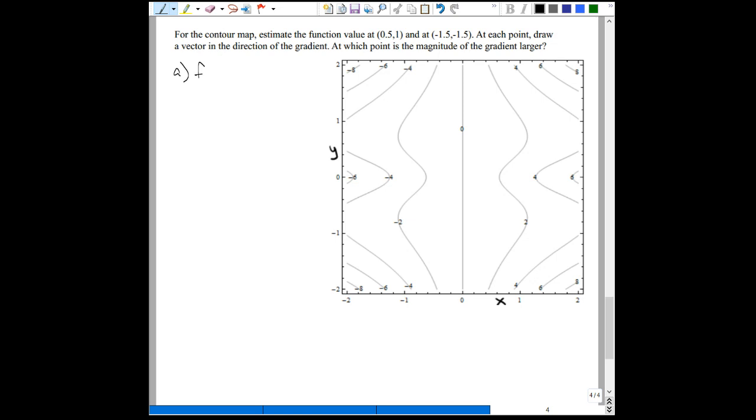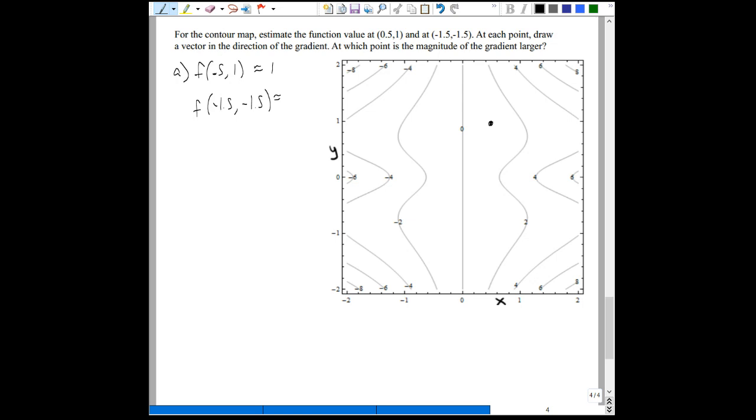So first of all, let's call our function f, just for notation. Let's estimate these function values. So first, let's find our points. (0.5, 1) is going to put us right about there. And what I'm going to say is that I see a contour line where the value is 0, a contour line where the value is 2, and my point is about halfway between those. So I'll make a reasonable estimate and say the function value there is about 1.